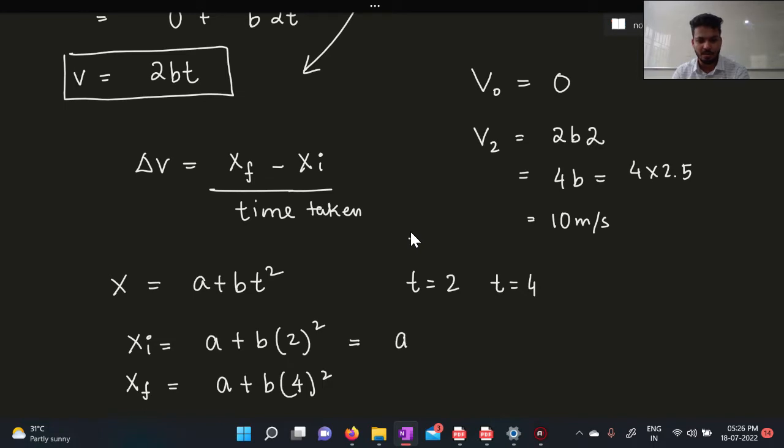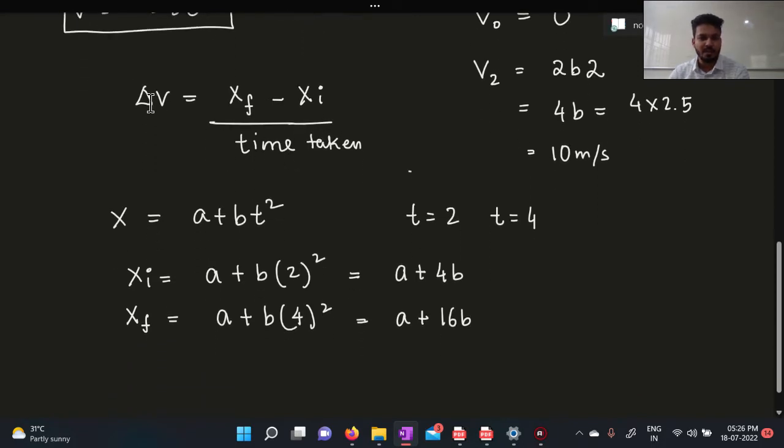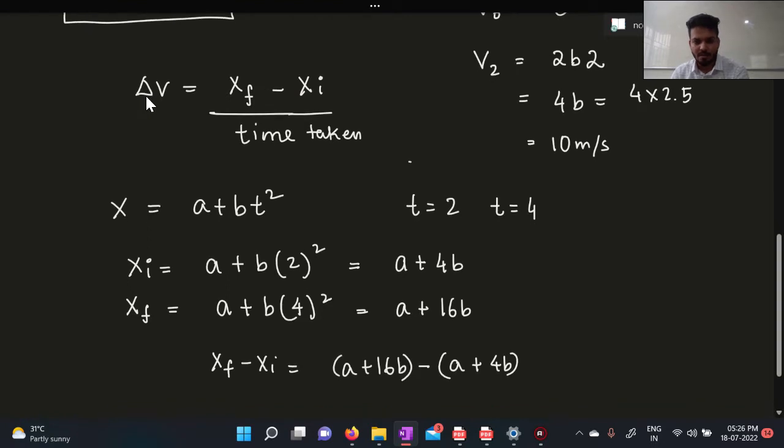So the first equation is a plus 4b. The second equation is a plus 16b. Now, for finding out average velocity, I need the difference of these two. So xf minus xi would be (a plus 16b) minus (a plus 4b). Okay, these should be in brackets. Now, a and a will cancel out. We'll have 16 minus 4 equal to 12b.